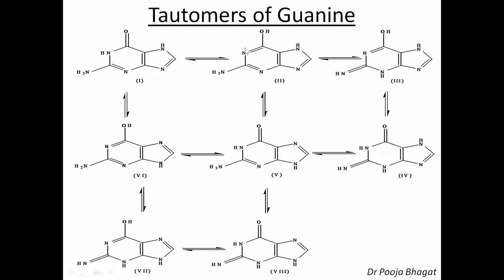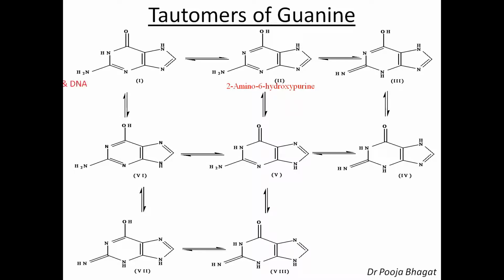Yes, you know how to number it. You have to start from this nitrogen. So 1, 2, 3, 4, 5 and 6. So at the second position you have the amino group, at the fourth position you have hydroxy. So how to name it? 2-amino 6-hydroxy purine.